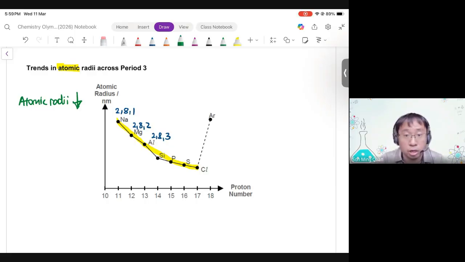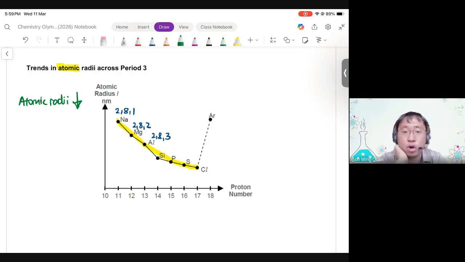Where is the valence shell? Oh, the valence shell is the third shell, because it's period 3. Correct. For period 3, the valence shell is the third shell. But do you seriously think the third shell electrons are equally attracted to the nucleus?